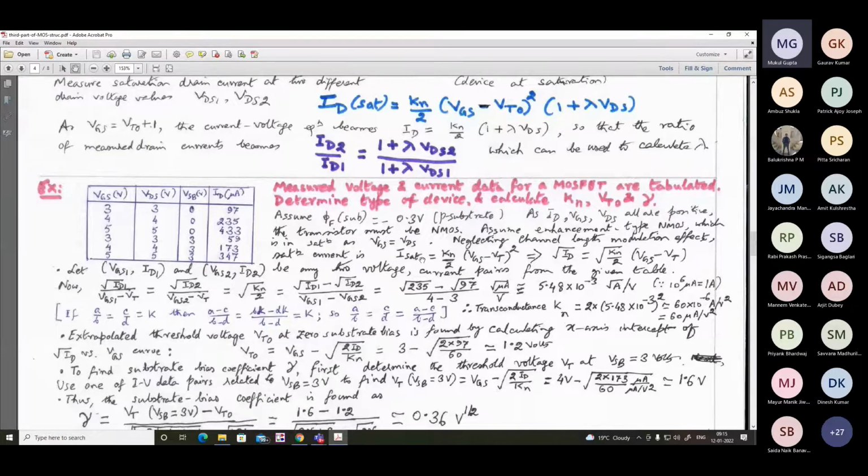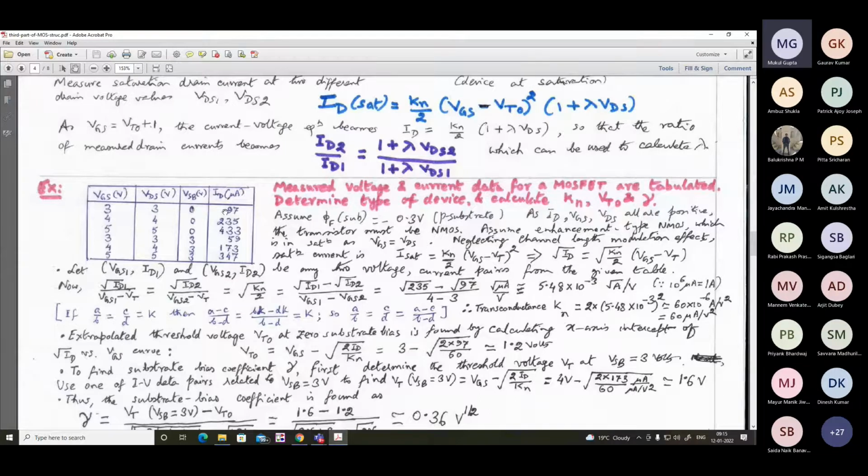So how to find out VT? VT equal to VGS minus root over 2ID by Kn. VGS equal to 3 volt here, ID equal to 97 microampere, Kn equal to 60, also expressed in microampere per volt square. That means 3 minus root over 2 into 97 by 60, which is roughly equal to 1.2 volt. So the zero bias threshold voltage is found out to be 1.2 volt.